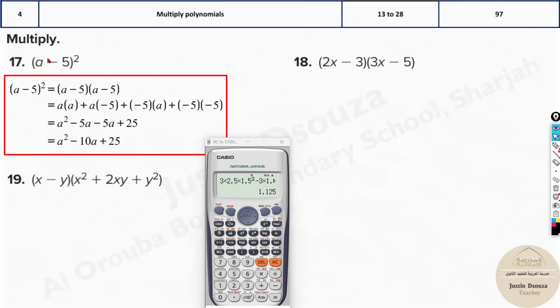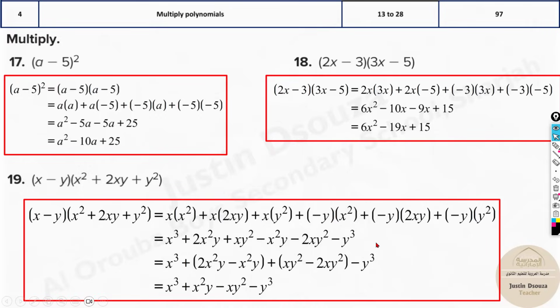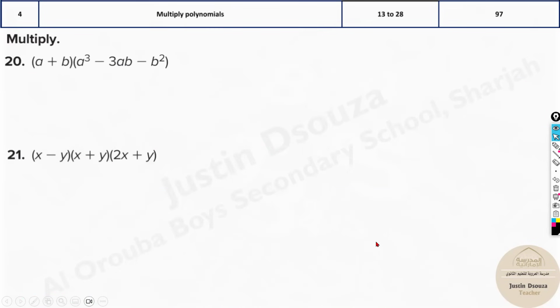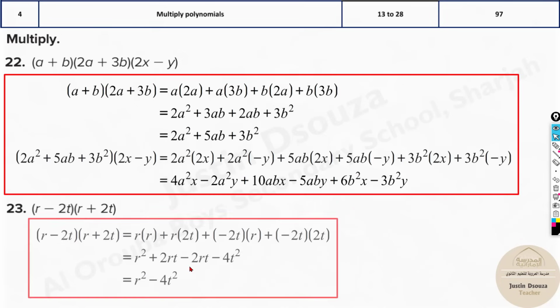Now this is the identity a power 2. Wait, I'll just write the identity. A minus b the whole square is a squared minus 2 times ab plus b squared. This is the identity. And you don't need to memorize any identity. You can do whichever method you want. You can do the FOIL method, distributive method, or calculator method. You will get the correct answers. All these problems are just like that. Please do solve them by yourselves. The answer is over here. You can try the calculator method.